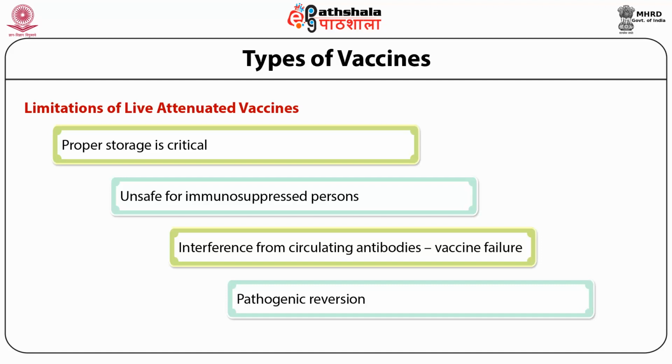It has never reverted to the wild type, but the other 2 strains, that is type 2 and type 3, each have only 2 relevant mutations. So they require only 2 reversions to become pathogenic again. Indeed, it has occurred on a number of occasions.